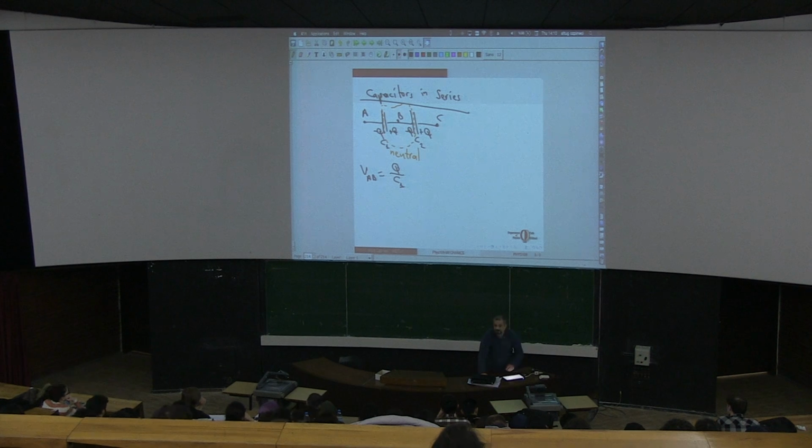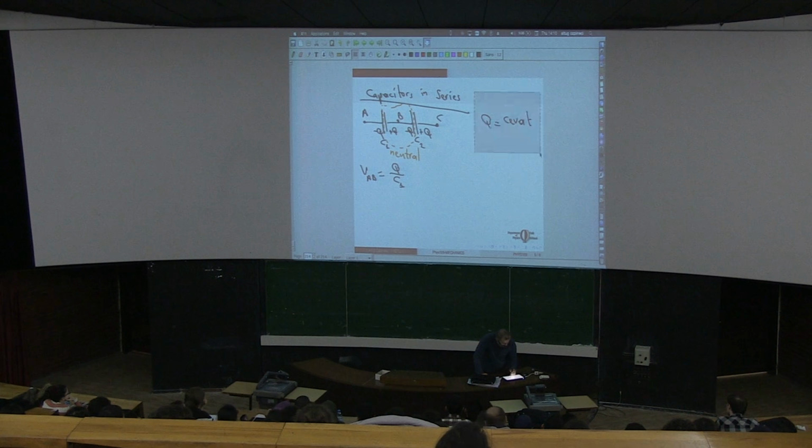Now, just a short note, a short way to remember whether it is Q over C or Q is equal to CV, etc. I'm afraid it's in Turkish, but when I was in high school, our teacher just told us that Q is equal to Cevat. Q is equal to C times V.